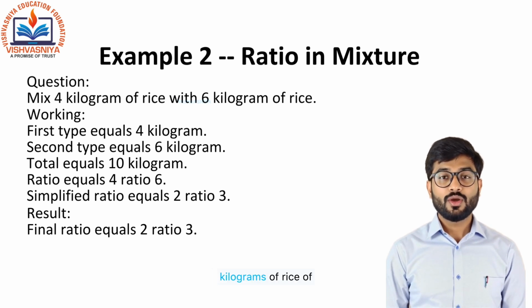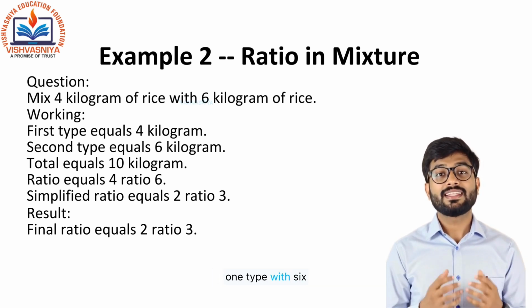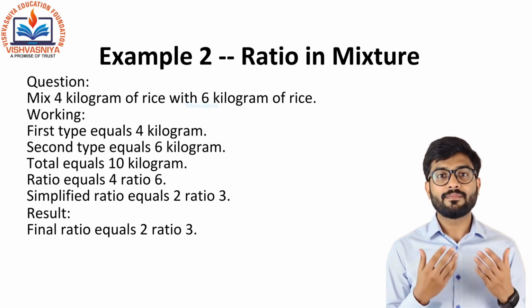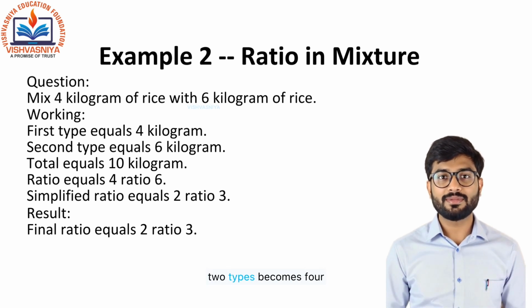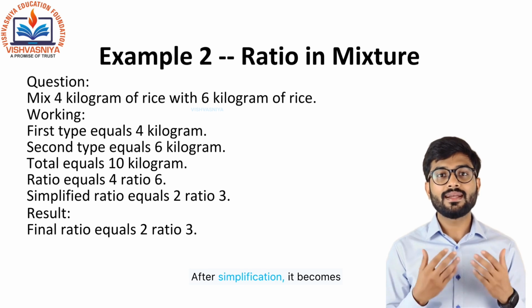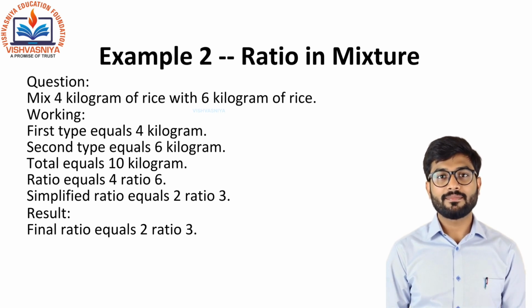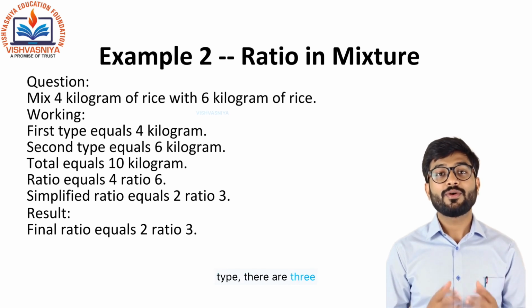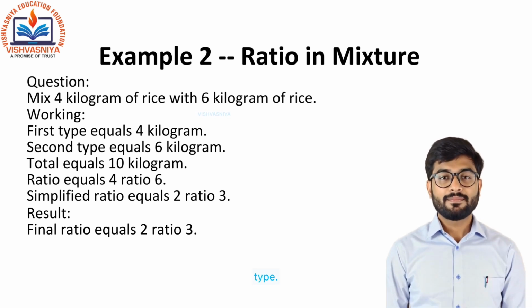Suppose you mix 4 kilograms of rice of one type with 6 kilograms of rice of another type. Total mixture equals 10 kilograms. The ratio of the two types becomes 4:6. After simplification, it becomes 2:3. So for every 2 kilograms of the first type, there are 3 kilograms of the second type.